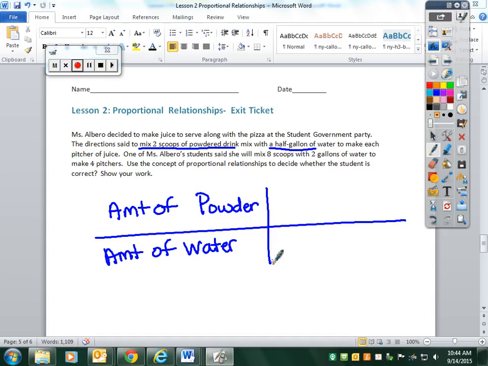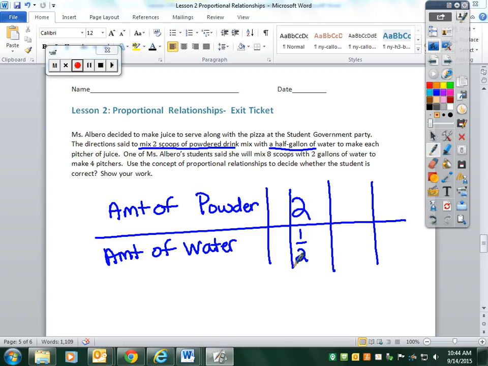I know in this case that we have 2 scoops of powdered drink for every half gallon of water. I chose to keep mine as a fraction. You could use a decimal and that's okay. From here we can add different columns to our table to go as far as we need to figure out our question. We also can go, if we needed to, the other side, which might be helpful to find our unit rate. The unit rate is the same thing as the amount of powder for 1 gallon of water, or we could do it the other way around and do how much water per 1 scoop of powder.